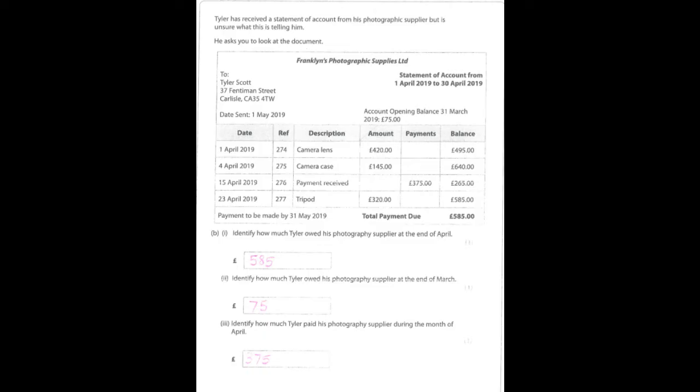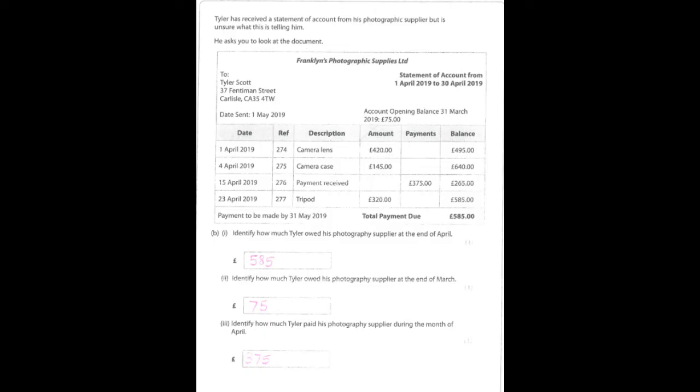So the next part of that question says, identify how much Tyler owed his photography supplier at the end of March. And again, you need to look at the document. If you look carefully, it actually tells you what the opening account balance was on the 31st of March. So it tells you what he actually had in his balance at that point. And he owed basically £75. So you can see there, £75 is shown at the top, hidden away there. It actually is on the paper, you just got to look for it, and you can see it.